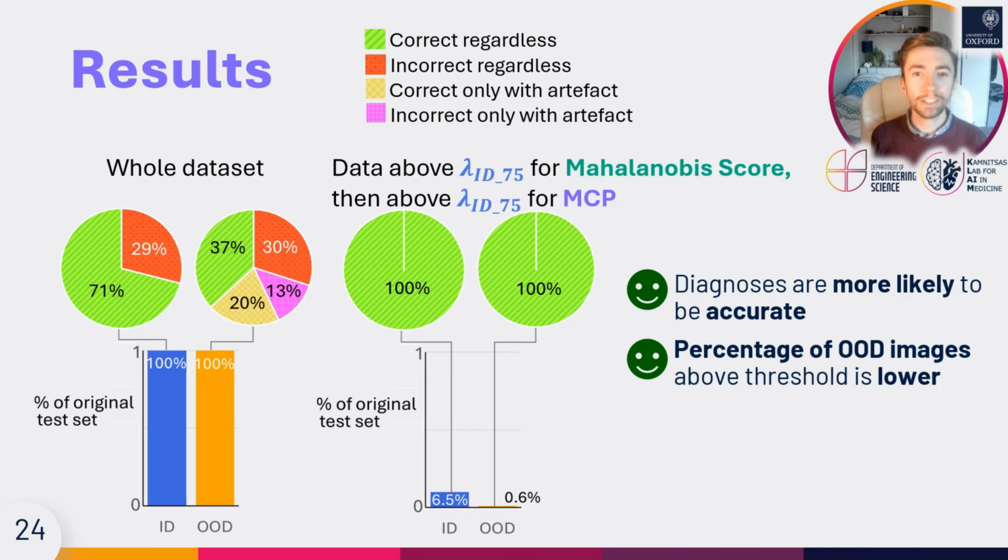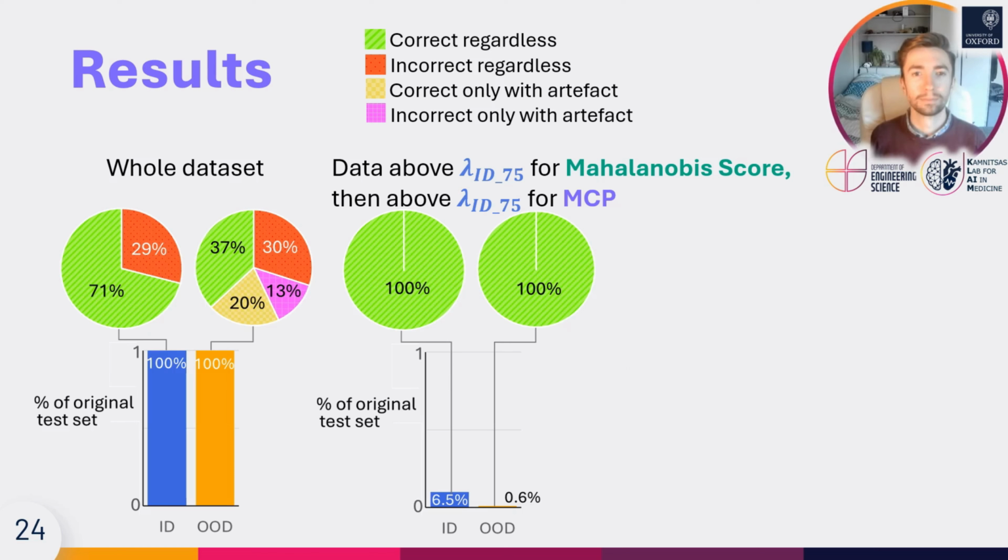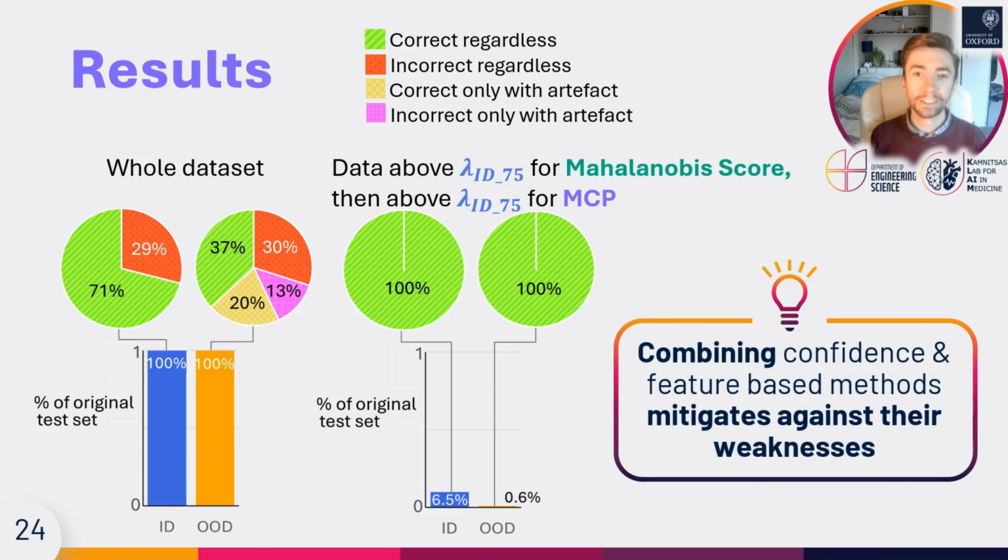What we see is diagnoses above the threshold are both more likely to be accurate, and the percentage of OOD images above the threshold remains low. Although we're unlikely to see such a high accuracy in all cases, we argue that this is motivation that combining a confidence and a feature-based method can mitigate against the respective weaknesses. These results were also validated on our skin lesion task, which you can see in our paper.